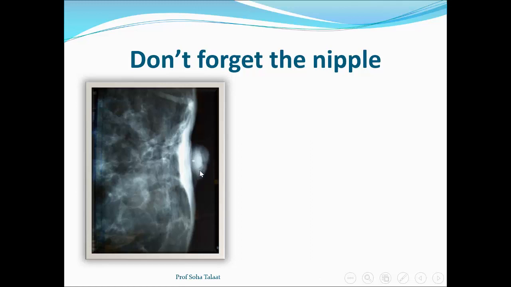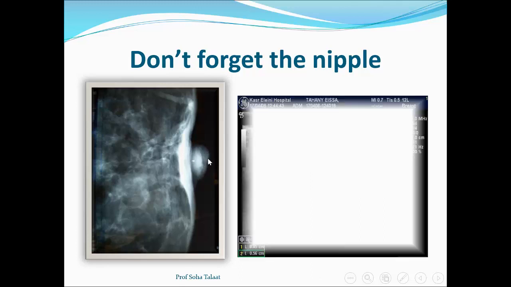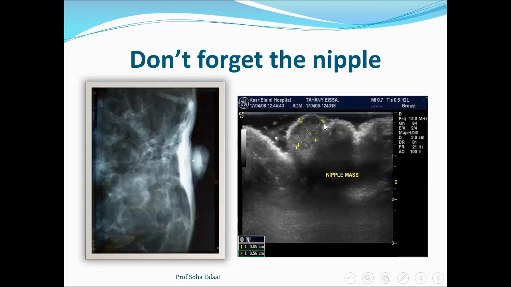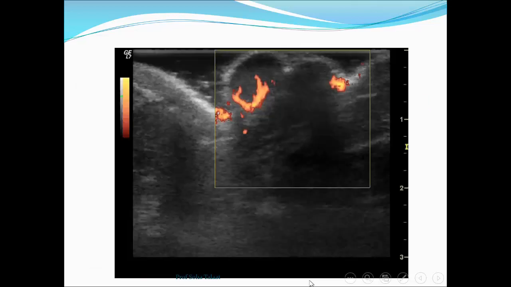This is a case where there was nipple enlargement and a focal lesion here. On doing ultrasound, it was seen on the surface of the nipple. This is a nipple mass here, and there is a vascular pedicle sign like any papilloma. There is a vascular pedicle sign, and this is a mass on the surface of the nipple.